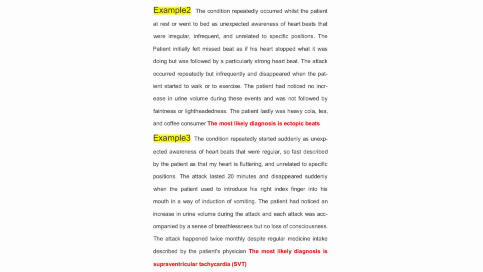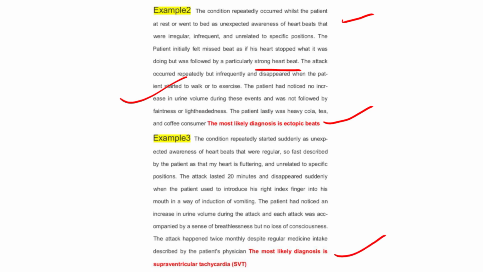Next, this is the example of ectopic beat, in which the patient repeatedly experiences, at rest or when going to bed, unexpected awareness of the heartbeat that is infrequent and irregular. The patient felt a missed beat, followed by a particularly strong heartbeat. The attack occurred repeatedly but infrequently and disappeared when the patient started to walk or to exercise, and it was not followed by faintness and no urine volume increase. This patient lastly was a heavy consumer of cola, tea and coffee. So this is the diagnosis of ectopic beats.